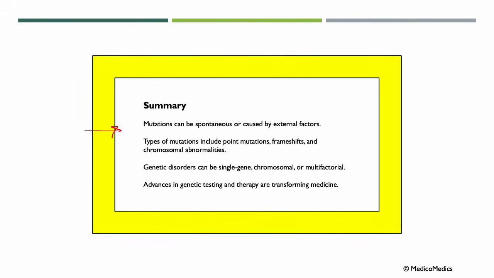So in summary then, mutations can be spontaneous or caused by external factors. Types of mutations include point mutations, frame shifts, and chromosomal abnormalities. Genetic disorders can be single gene, chromosomal, or multifactorial. And advances in genetic testing and therapy are transforming medicine.